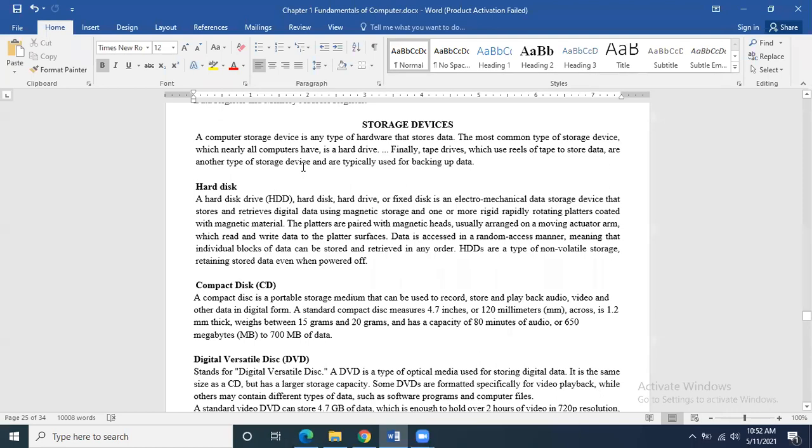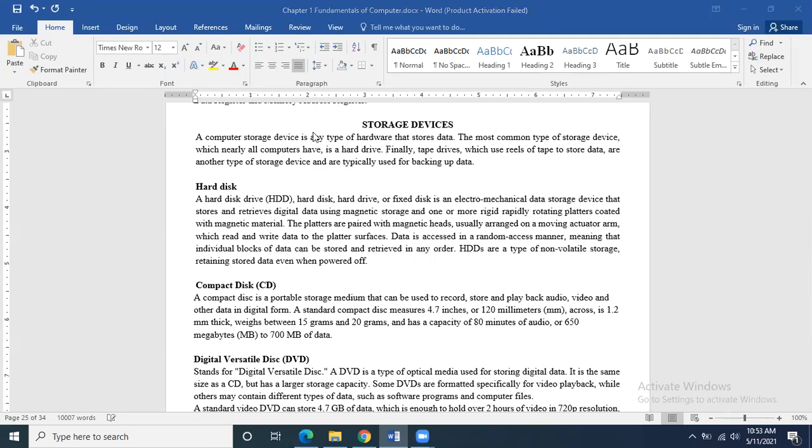Today we are going to start storage devices. Storage devices are the devices which are used to store data permanently. These are also called secondary storage. These are not primary storage, these are secondary storage devices. These include the devices which store data permanently. Even when the power of the computer is off, you can access data. When you switch on your computer system, the data will be available as it is. So these are the devices that we are going to discuss today.